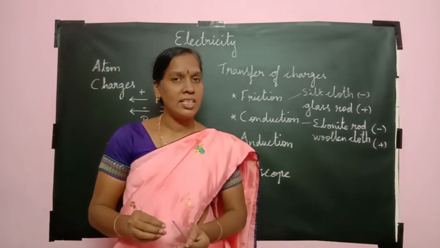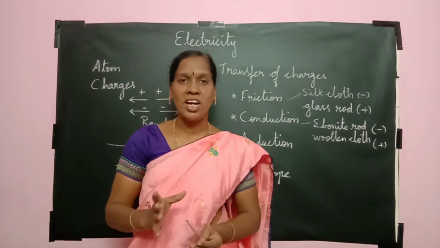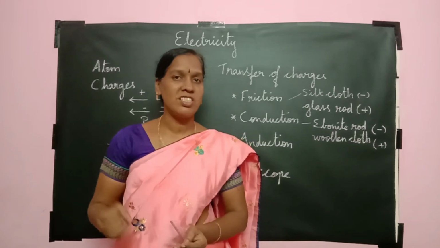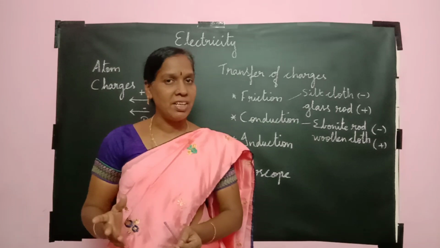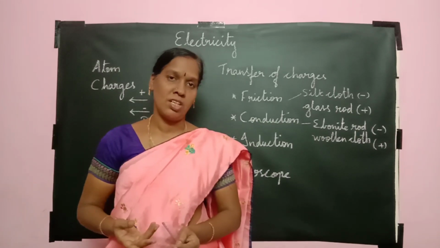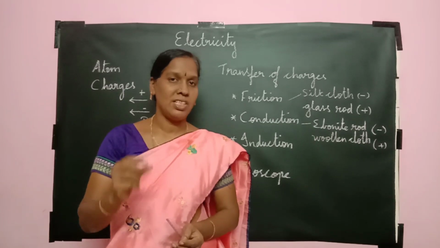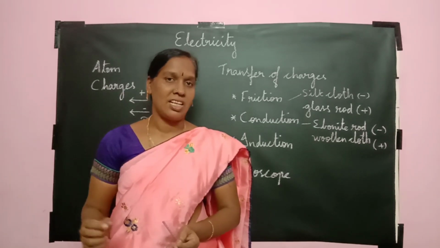So in earlier days, John Dalton, a scientist, said that atoms are indivisible particles. But later on, by means of Goldstein's experiment, they found that atoms are further divided into protons, neutrons and the electrons. So the electrons alone constitute the electric current.